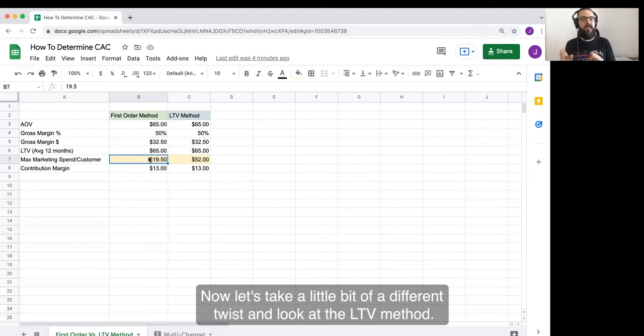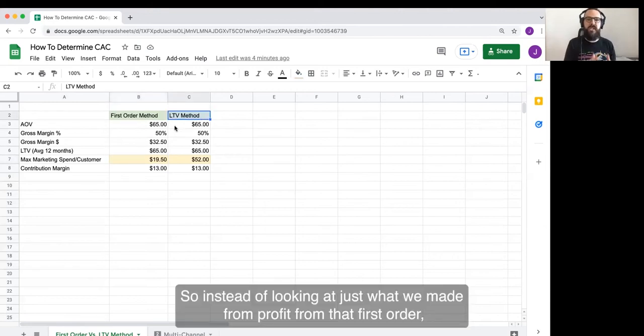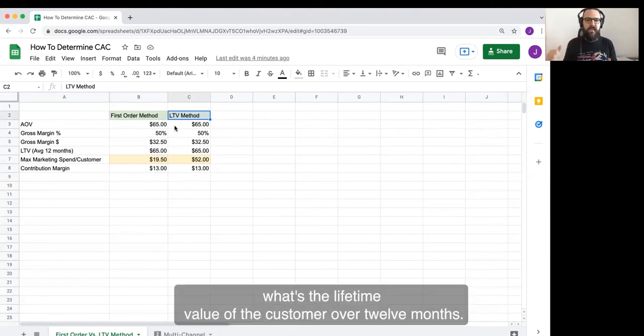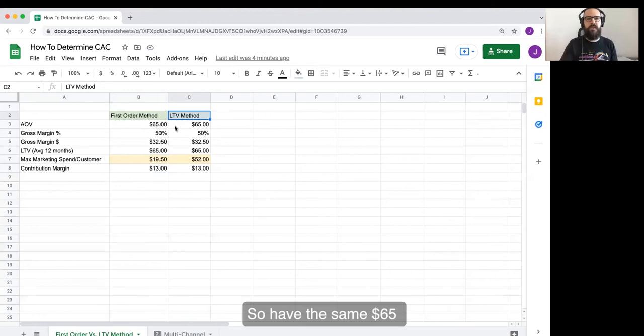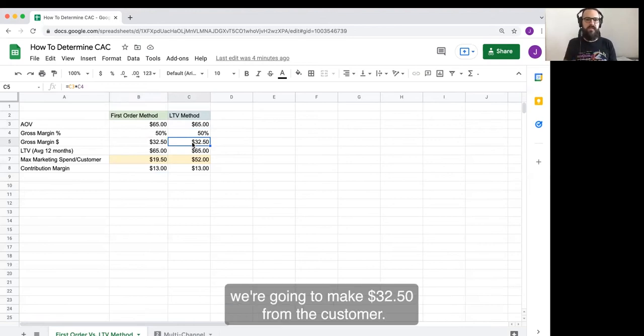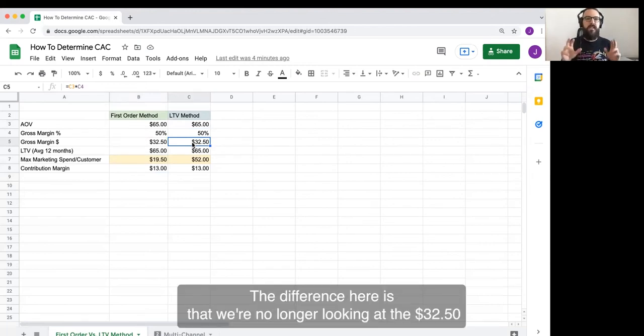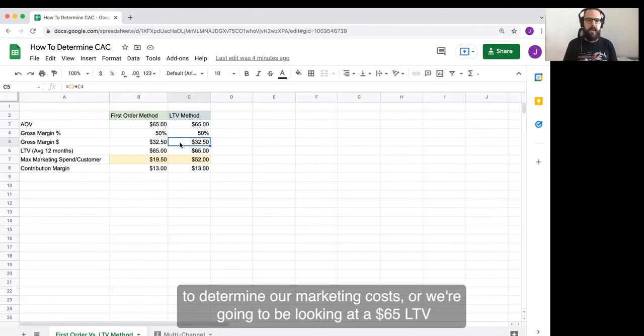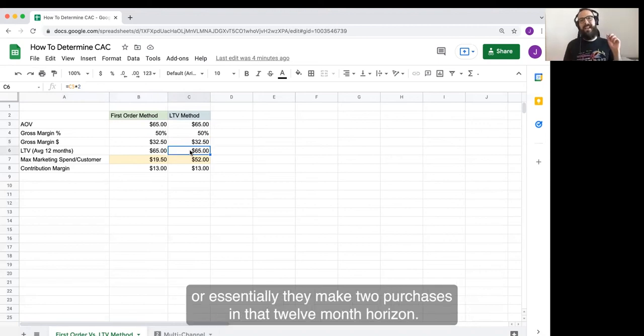Now let's take a little bit of a different twist and look at the LTV method. So instead of looking at just the profit from that first order, we're going to look at the lifetime value of the customer over 12 months. So we have the same $65 order, the same 50% gross margin, which nets us out at $32.50 from the customer on each order. The difference here is that we're no longer looking at the $32.50 to determine our marketing costs, but we're going to be looking at a $65 LTV, or essentially they make 2 purchases in that 12-month horizon.